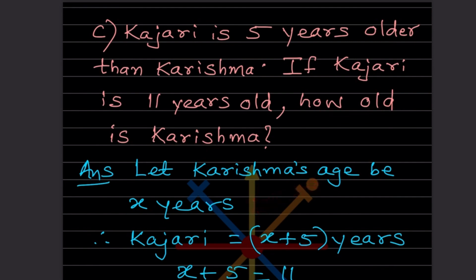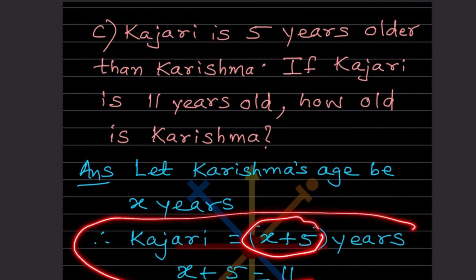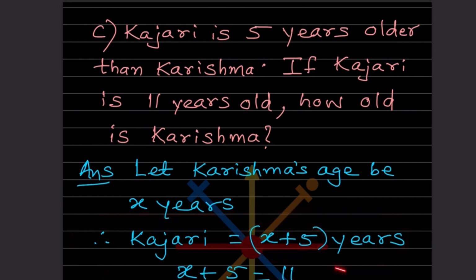Now, Kajri is, what did they say? Kajri is 5 years older than Karishma. We considered this as x, okay? So, 5 years older means you are going to add this one, isn't it? So here x plus 5. And if Kajri is 11 years old, that means this 11 we can also write it over here. So x plus 5 is 11. This we are thinking about Kajri, okay? So first thing we wrote that she is older, that is by 5. And then we are writing her age is 11. So that is x plus 5. So this is the equation.